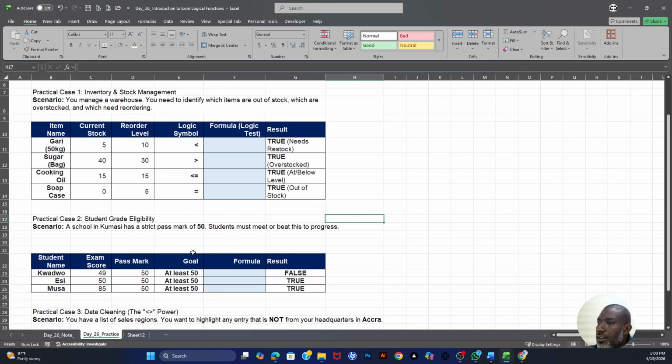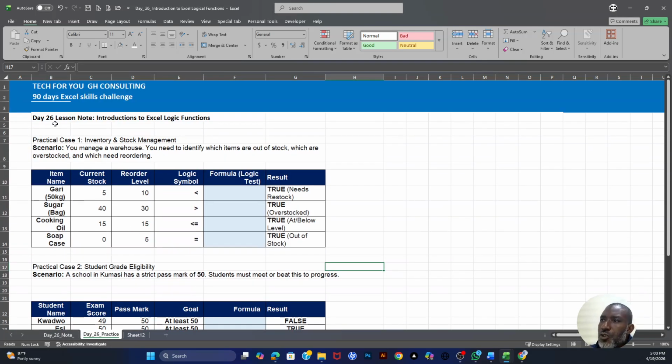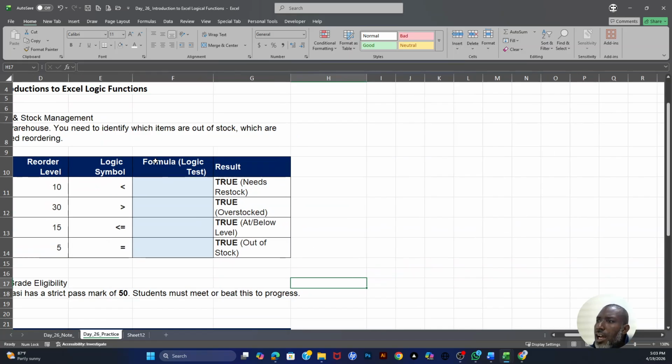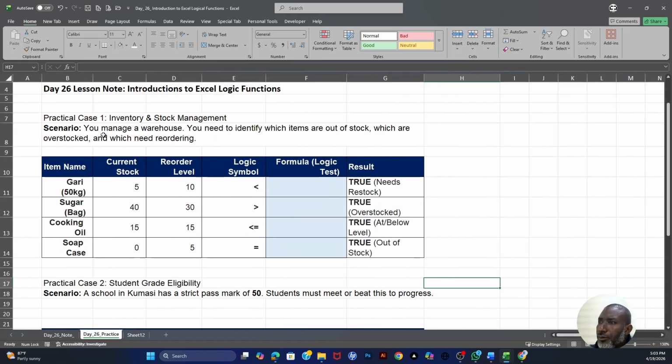Let's go to some of the practicals and see how we can put them into use. So the first case is case 1, inventory and stock management. The scenario is you are managing a warehouse and you need to identify which items are out of stock, which items are overstocked, and which items need ordering. So the first case we are going to do measures the out of stock. So 5 is going to be less than the stock order.